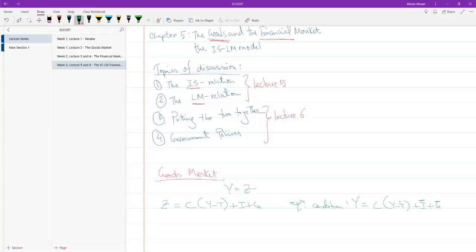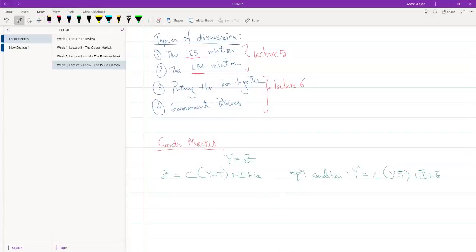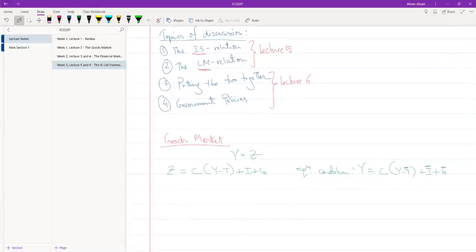And tax was also fixed. Effectively, everything about the government was fixed. So we are going to relax this assumption. And by relaxing, what we mean is, let me just write this down.